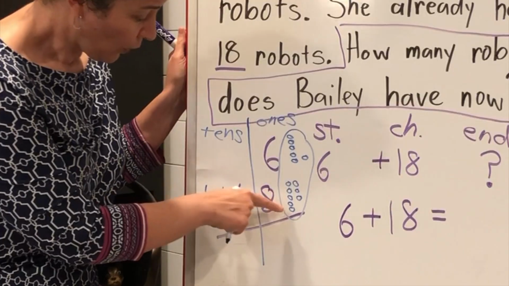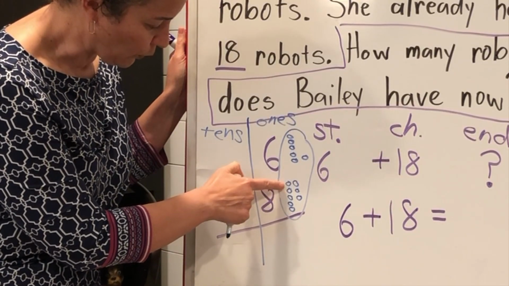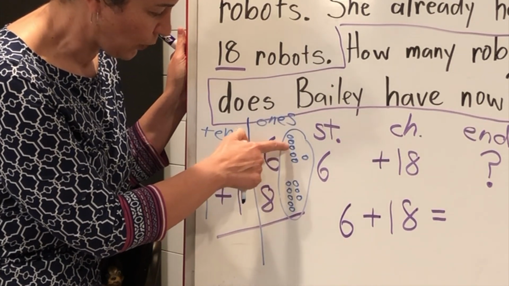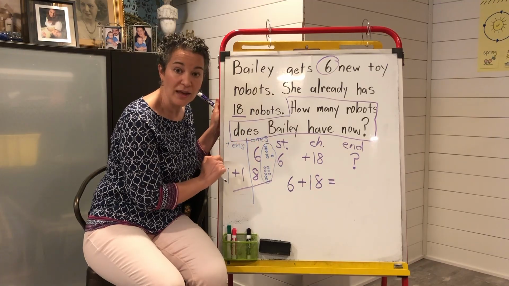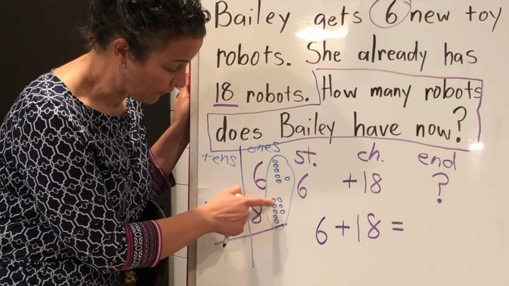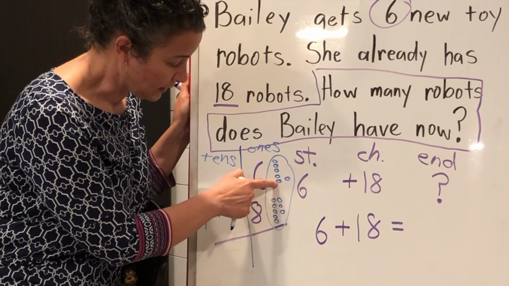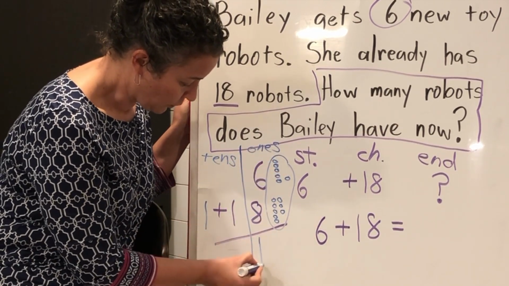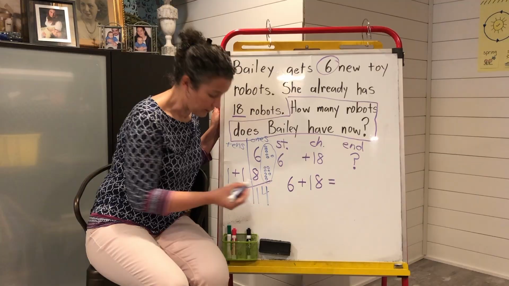Ready? Here we go. 1, 2, 3, 4, 5, 6, 7, 8, 9, 10, 11, 12, 13, 14. Help me count it one more time to be sure. Ready? 1 through 14. So I've got 14 1s.